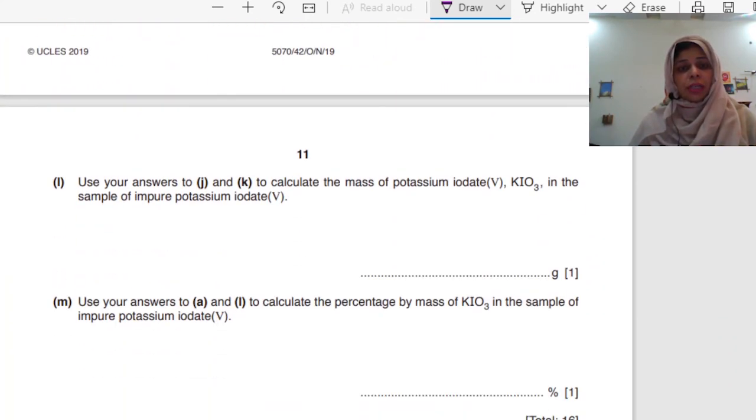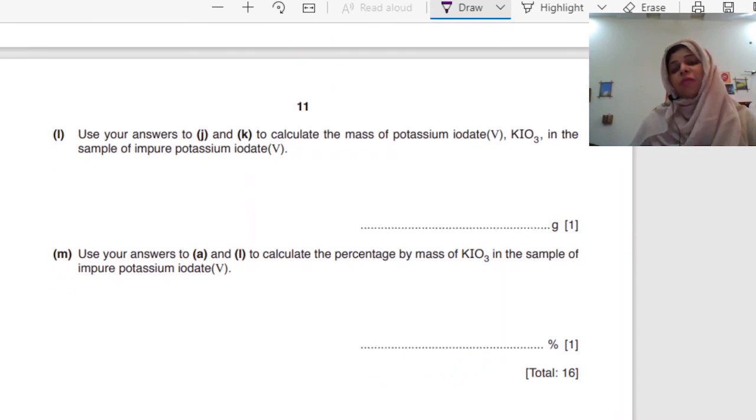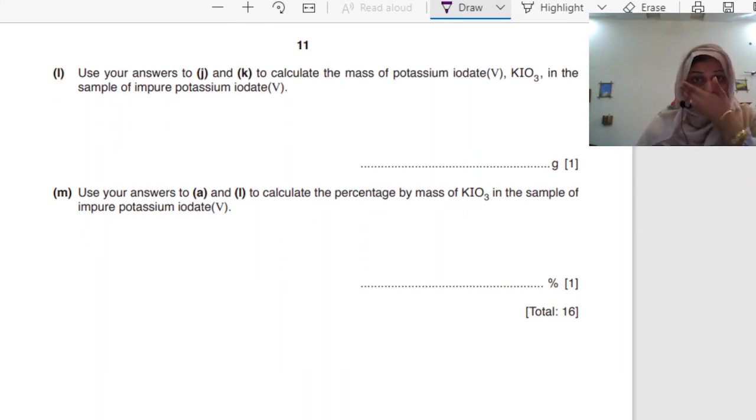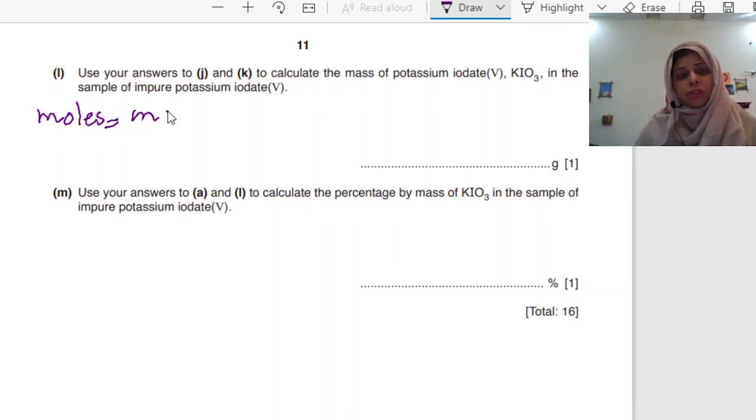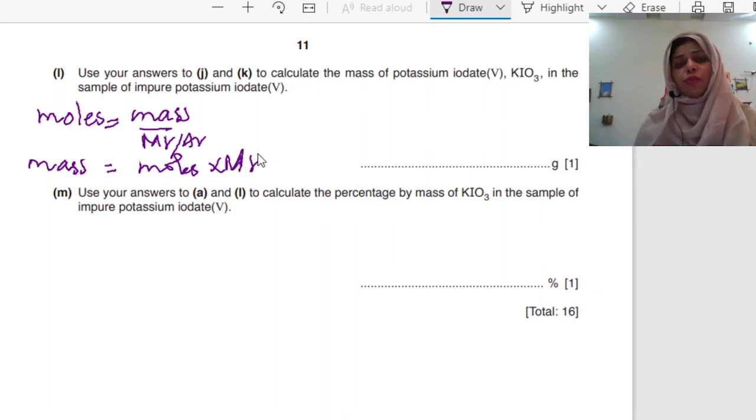Use your answers J and K to calculate the mass of potassium iodate in the sample of impure potassium iodate. So we have to know what we have in answers J and K. If we want to calculate, we have the formula: moles is equal to mass over MR or AR. But if we have to calculate the mass, then we must know the moles and MR. We have calculated the relative molecular mass, that is 214. So to calculate mass, we will take the answers from J and K.